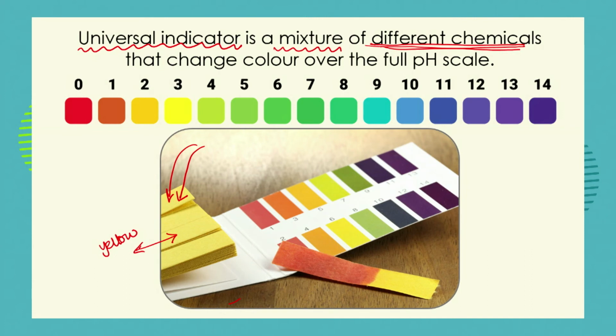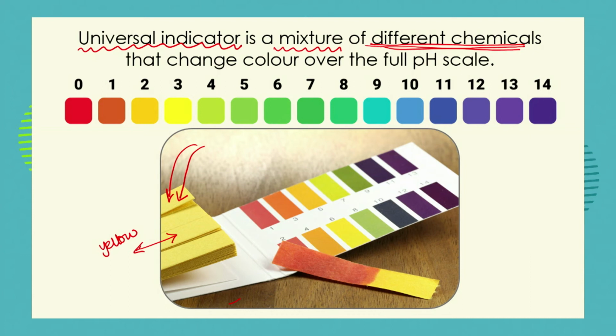So as soon as we look at a testing paper that is yellow or even white, we know that we're looking at universal indicator paper. We can also get universal indicator as a little bottle, a solution that we can use with a little dropper, and we could drop a little drop of universal indicator into a substance in order to decide whether it's alkaline, how alkaline, or whether it is acidic and how acidic. So this is how the indicator called universal indicator works.